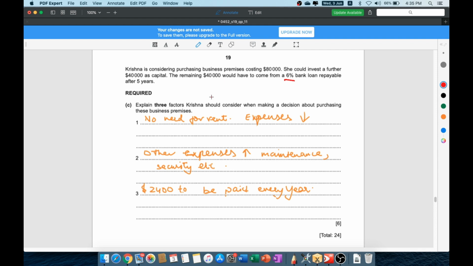All right. And then the most important one, I forgot to write it at the top. That is actually going to be, if she takes a loan for $40,000, she's going to have to pay $2,400 worth of interest every year because it's a bank loan.